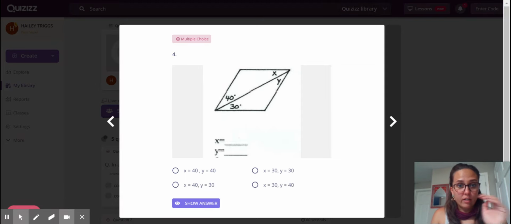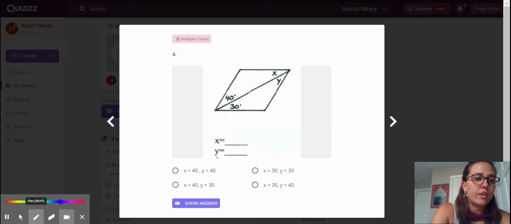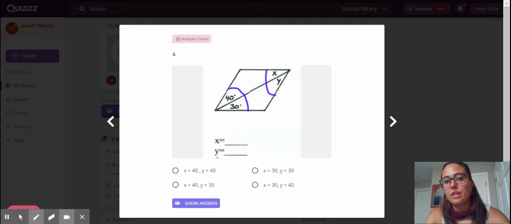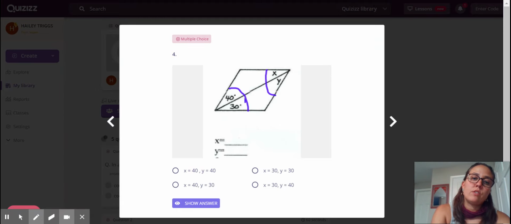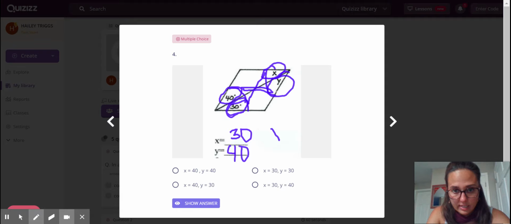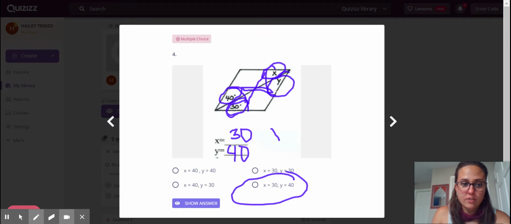Again, this is a parallelogram, and we know that opposite angles are congruent. So that means if this is 70 degrees, that's 70 degrees. But right now, the diagonal is cutting through the angles. So this means that the opposite angles are congruent, is how I always remember it. So if this is 30, then this has to be 30. So x equals 30, and if this is 40, then the opposite angle is 40, so y equals 40. So that means that D would have been the correct answer.